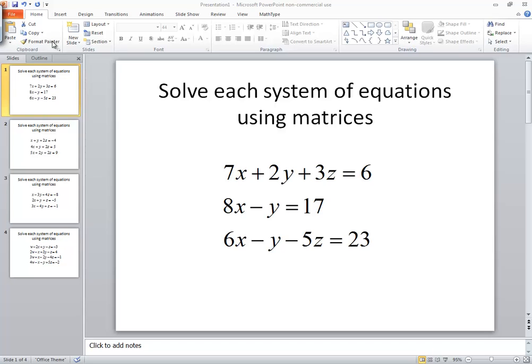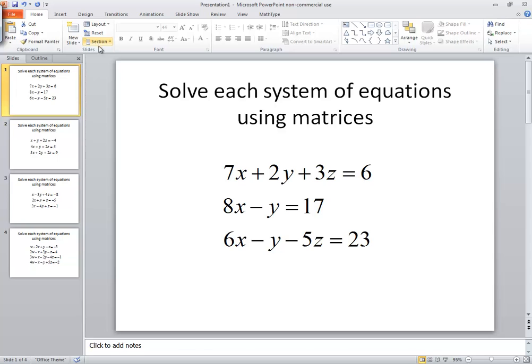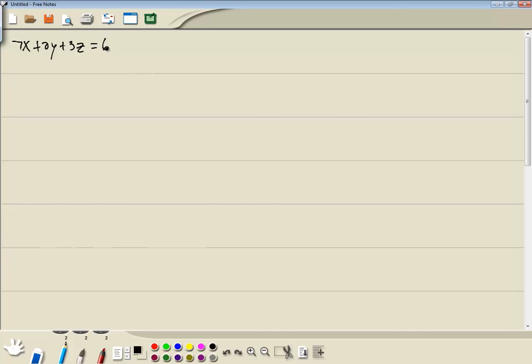Let's take a look at this problem. Now solve this system of equations using matrices. So I got 7x plus 2y plus 3z is equal to 6. 8x minus y is equal to 17. 6x minus y minus 5z is equal to 23.